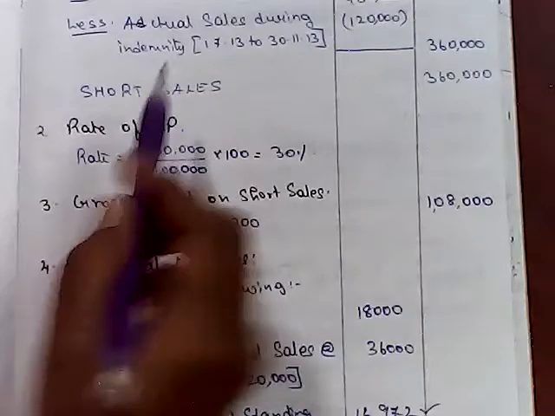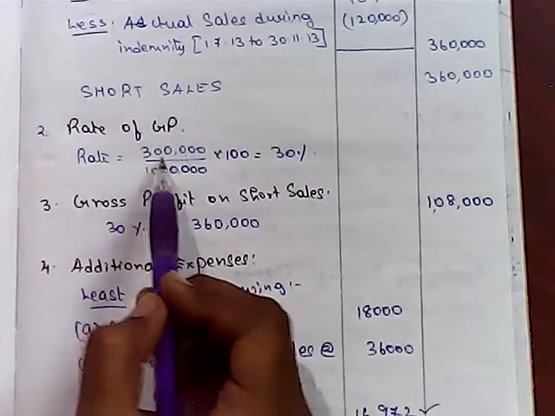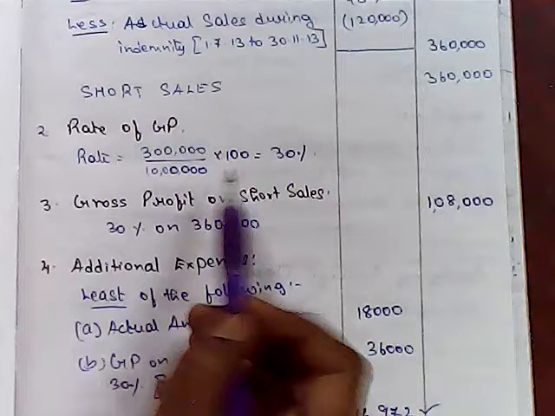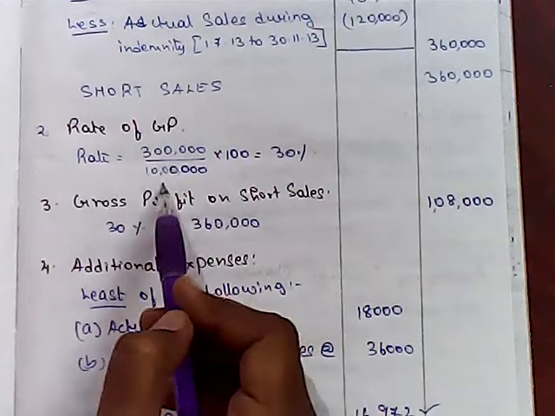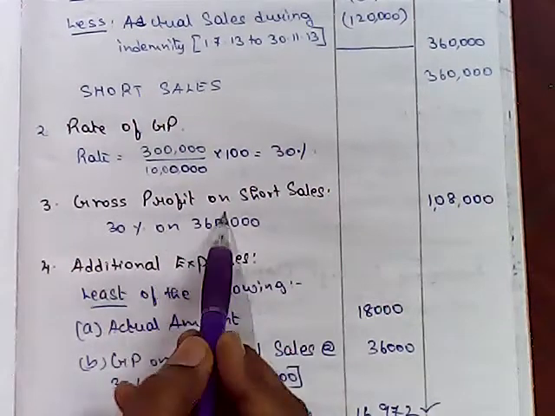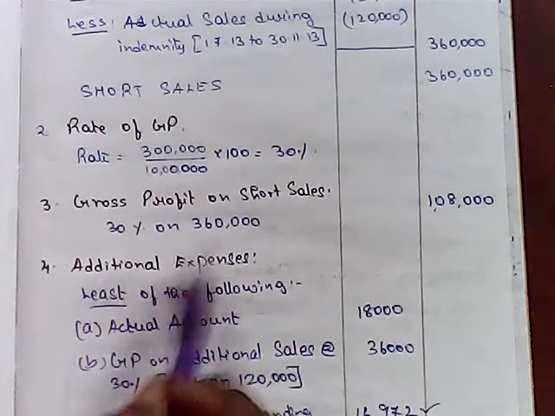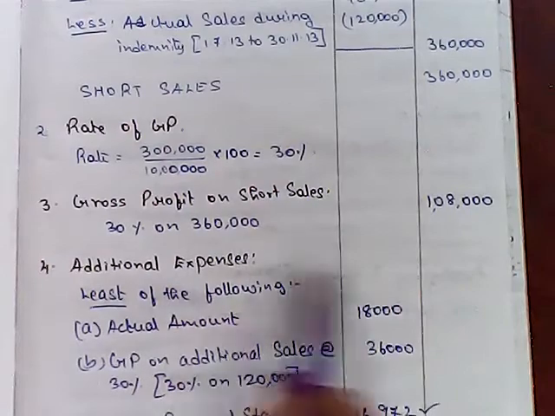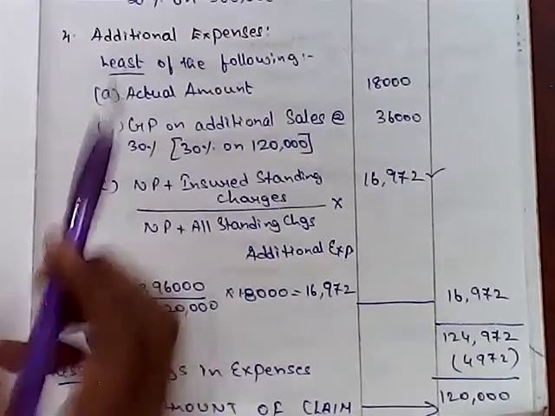Okay, second is rate of gross profit. So rate is gross profit divided by sales into 100. So 3 lakh divided by 10 lakh into 100, which is 30%. Number 3 is gross profit on short sale. 30% on short sale of 3,60,000 is 1,08,000.